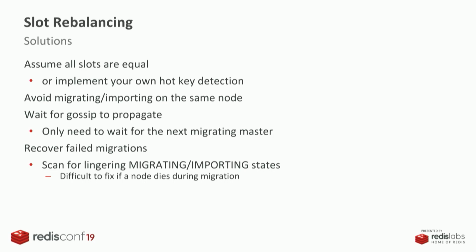Inconsistent view of the cluster is a particularly bad state, because if the nodes don't agree who owns what, clients will just break randomly. It's never a good sign. So you can assume all slots are equal, or do your own hotkey detection. Good luck. Don't import and migrate on the same node, so that means you have to wait for gossip to propagate. That means you have to check every node to see if it's gossiped. And then try to figure out if migrations failed, which is also very difficult. How to fix that is another slide in itself, but again, I don't want to bore you guys too much more.